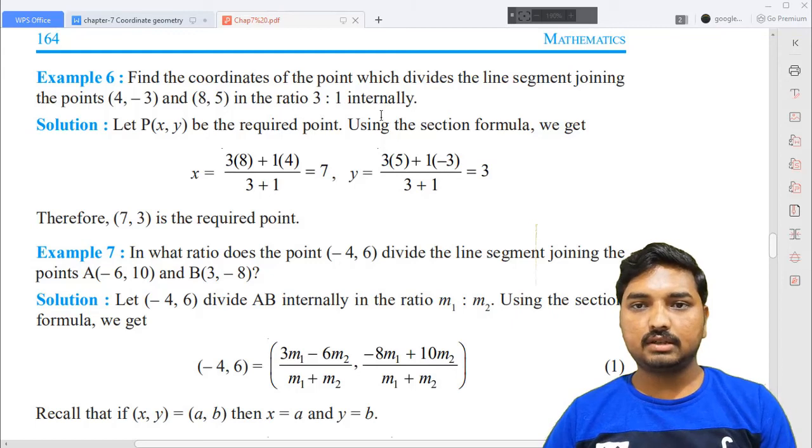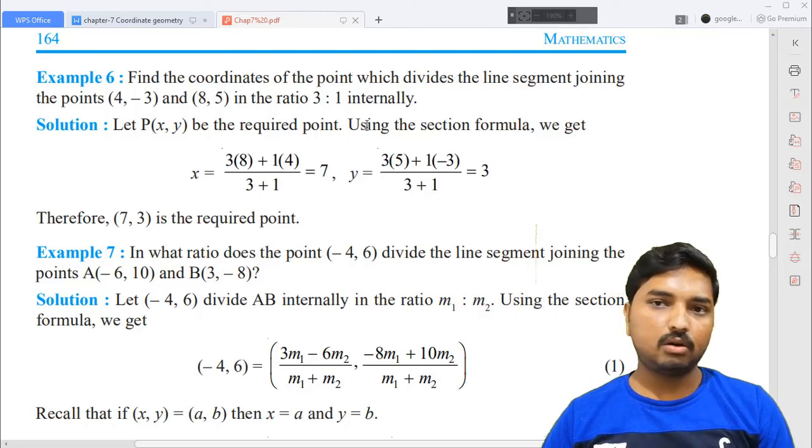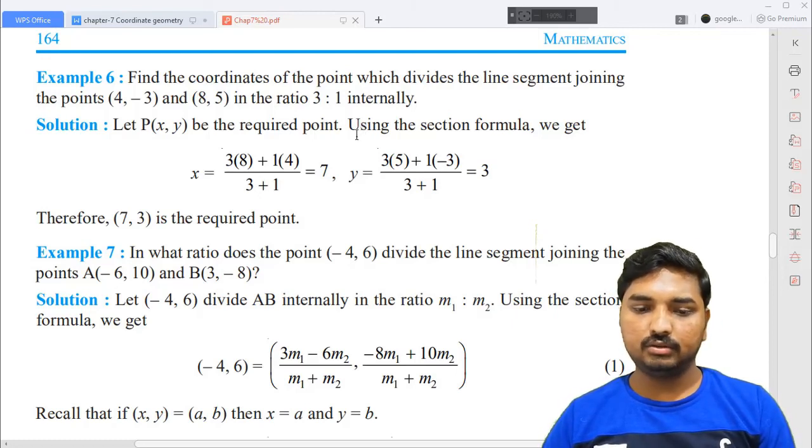So this is actually an internal division formula. Remember, one more formula is there for external division, but it will not be asked for you. It will come in higher studies only. So it is an internal division. Now look here, the 3 is to 1 ratio means m1 is to m2 is equal to 3 is to 1. And 4 comma minus 3 is x1, y1. 8 comma minus 5 is x2 comma y2.